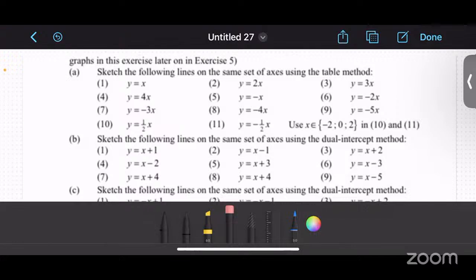So that means on the graph, when you're using the dual intercept, there should be a point where the line touches or passes through the y-axis, and then there should be a point where that very same line passes or cuts the x-axis. That would be your x-intercept, where your y is equal to 0. Are we good?